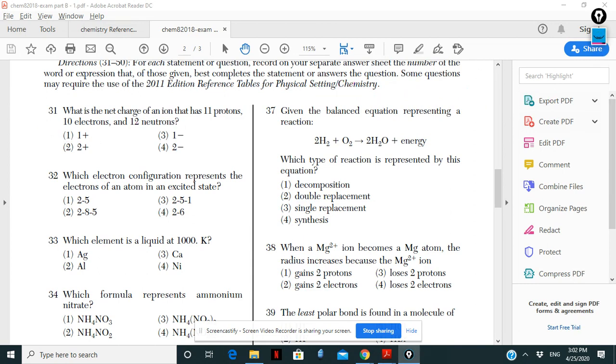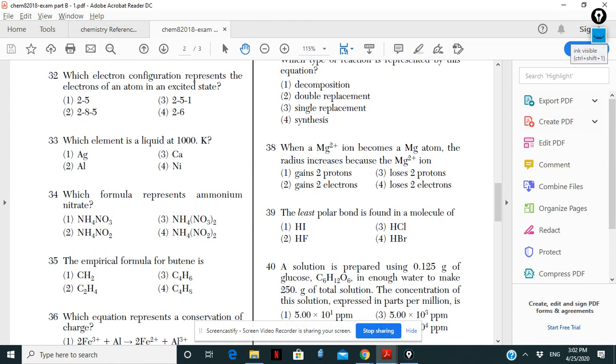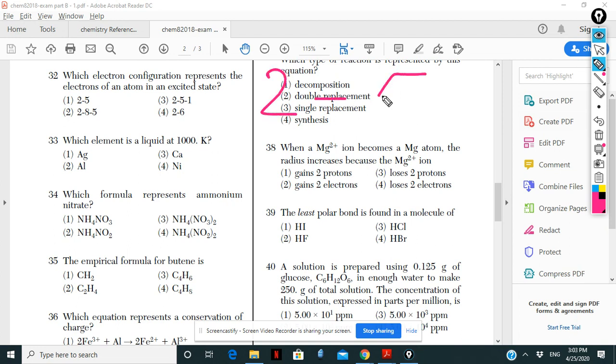Question number 32. Which electron configuration represents the electrons of an atom in an excited state? In an excited state, one of the electrons is going to move to the next orbital. The first shell is always 2. Now I'm talking about the second shell. If it's 5, and it's excited, it should be 4, 1. So this one is not applicable.